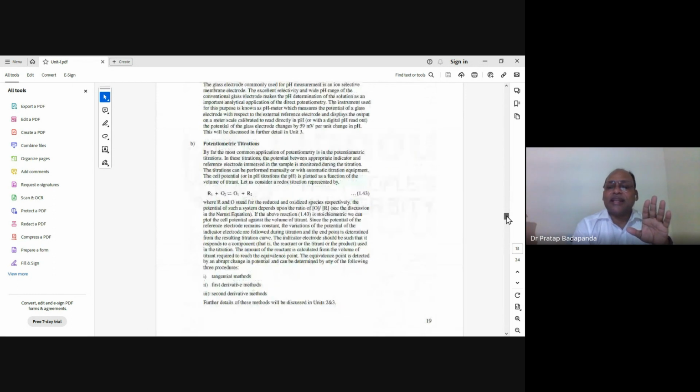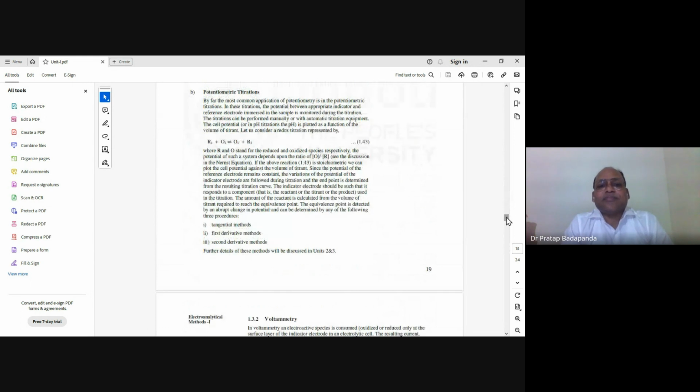Okay, potentiometry. Then the next process is potentiometric titration. We have already discussed these things. By far the most common application of potentiometry is the potentiometric titration. In this titration, the potential between an appropriate indicator and reference electrode immersed in a sample is monitored during the titration.